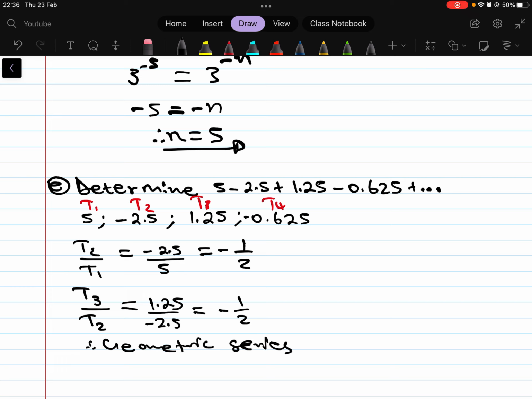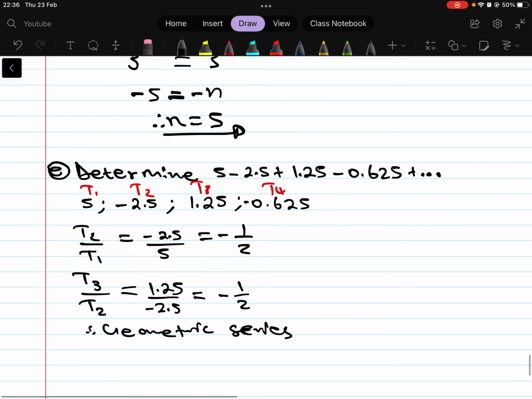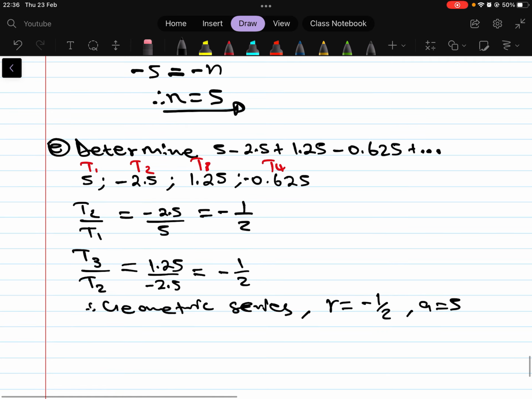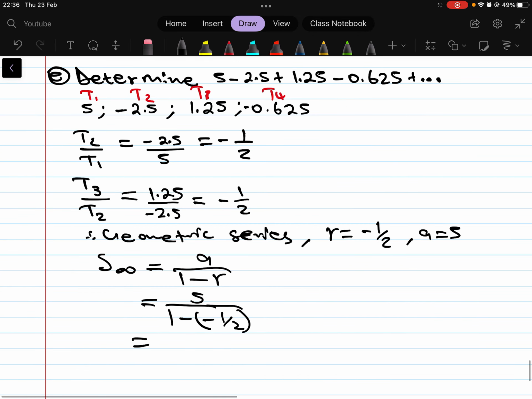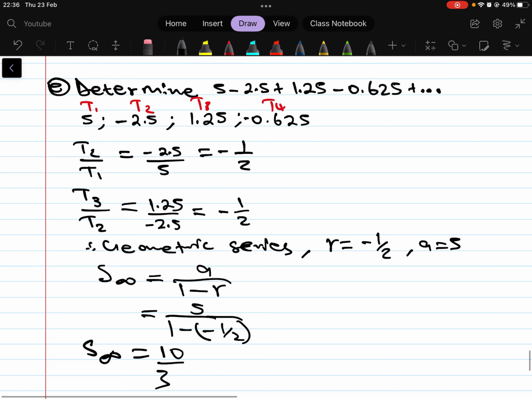So you are sure that this is a geometric series, and the r is equal to negative 1 over 2, and a is the first term, which is equal to 5. So you can use the sum to infinity formula, which is a over 1 minus r, and then you just need to substitute your a being 5, 1 minus negative 1 over 2, and then you give us your final answer. That should give you 10 over 3. Then you are done.